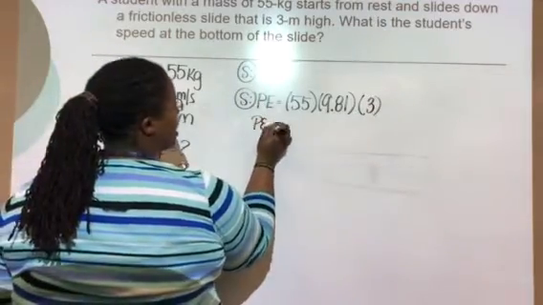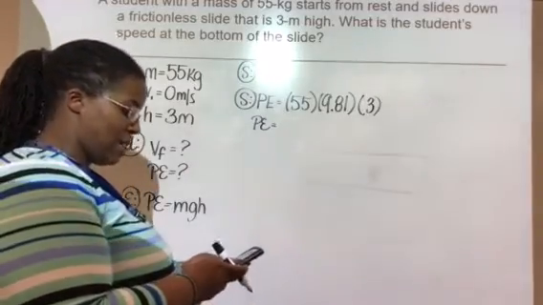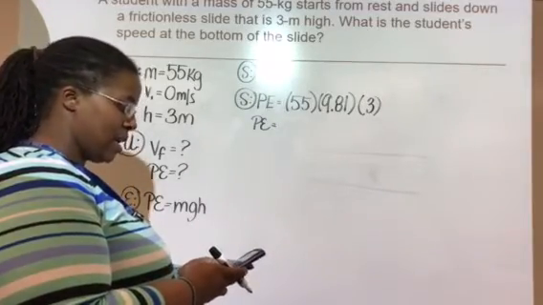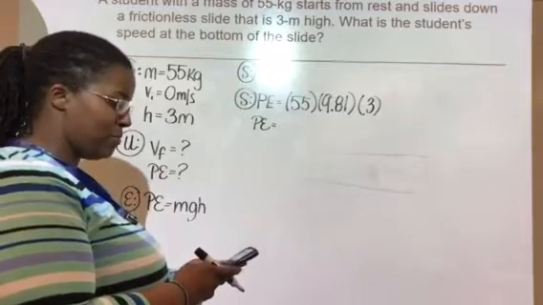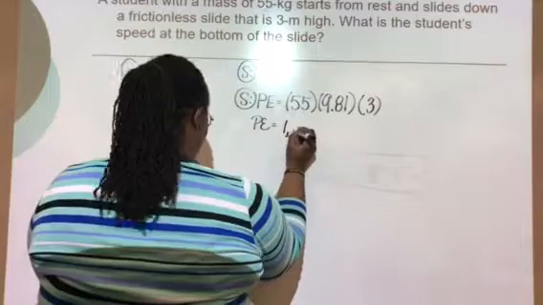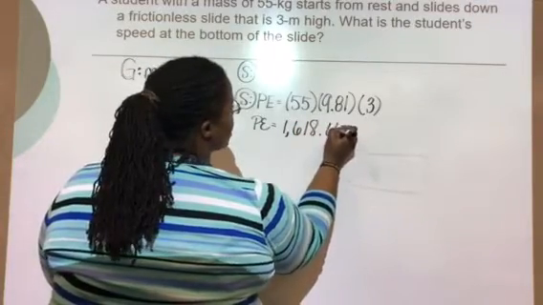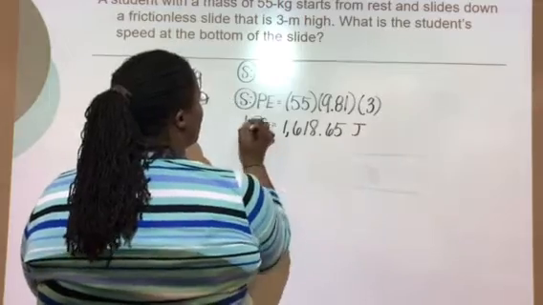If you grab your calculators, making sure that we put everything in correctly, double check before you press enter, you will come up with 1,618.65 joules for your potential energy.